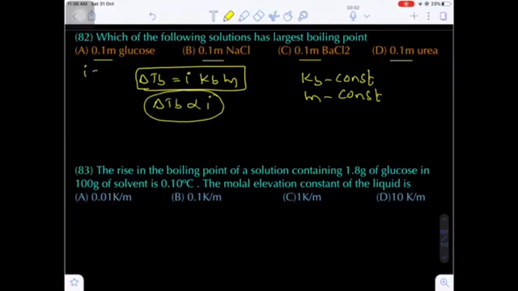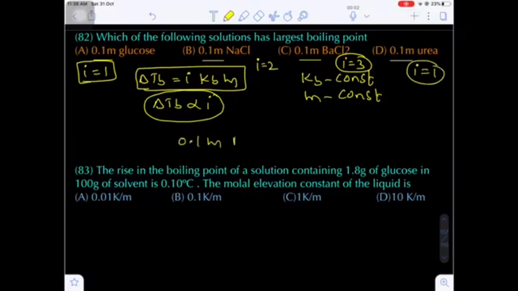Now in the first option, glucose, the van't Hoff factor i value is 1. In case of NaCl, the van't Hoff factor will be 2. In case of barium chloride, the van't Hoff factor will be 3. In case of urea, the van't Hoff factor will be 1. So obviously the answer is that 0.1 molal barium chloride has the highest elevation in the boiling point.